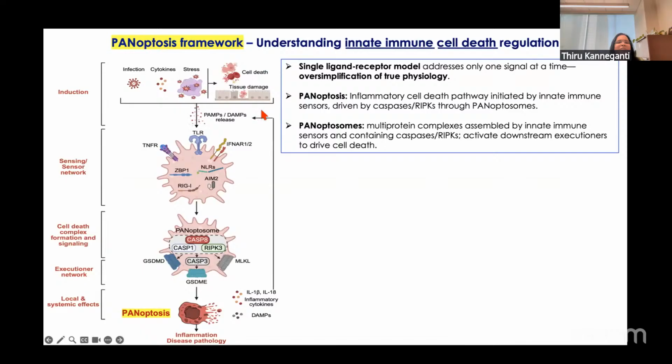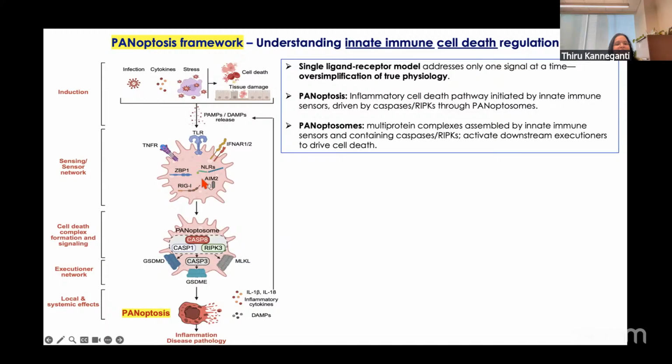And this is my last slide, where we always believed in a single ligand receptor model. But this is an oversimplification of true physiology, because you can see during infections, lots of PAMPs are released, lots of DAMPs are released, cytokines are produced, tissue damage is happening, cell death is happening. This is what is happening in the real world. That means there is a network of these sensors, beginning from TLRs producing TNF or other interferons, and these molecules transcriptionally, translationally regulating these innate immune sensors, forming this network.